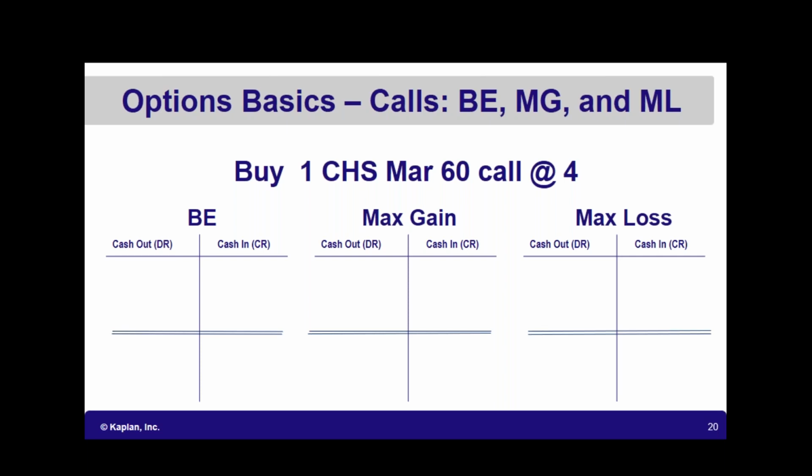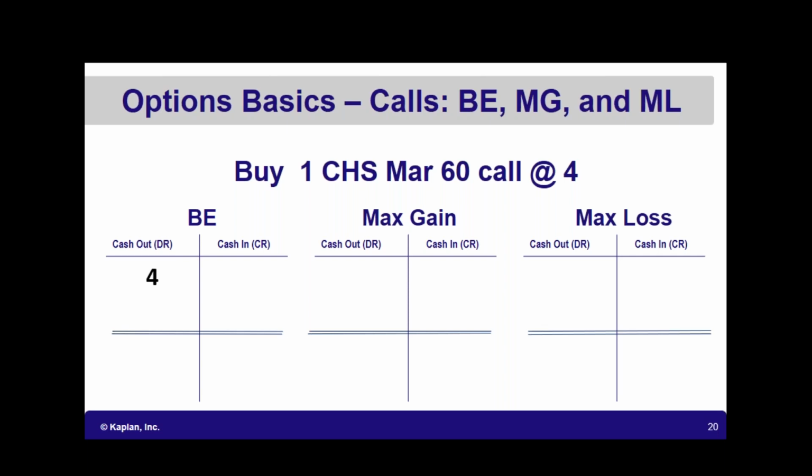Our first option is a long call. We're going to buy one CHS March 60 call at 4. Remember, when you buy a call, you've bought the right to take action. And the action I'm going to take, I'm going to be able to buy that stock at 60. However, for the right to buy at 60, I had to pay 4.